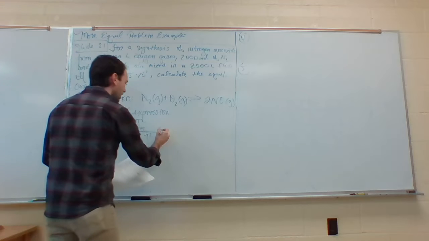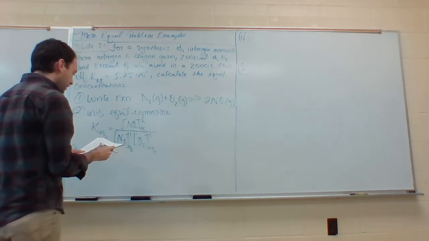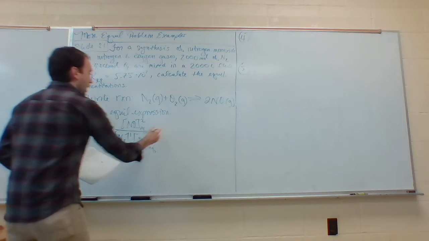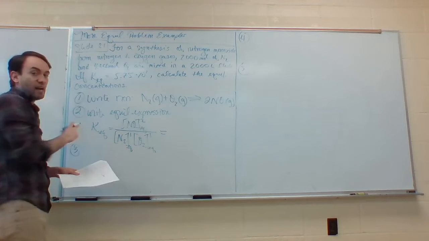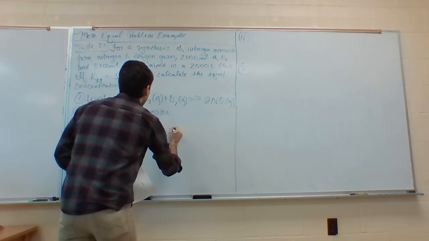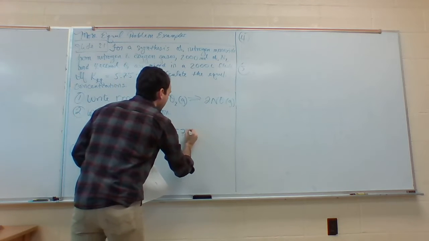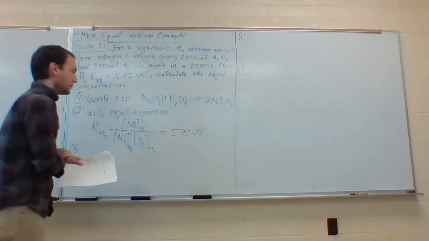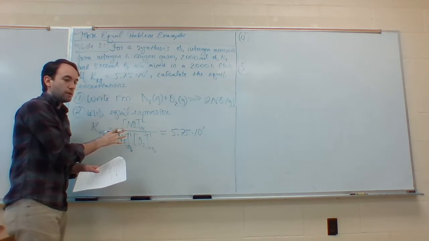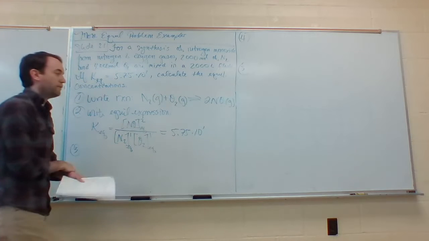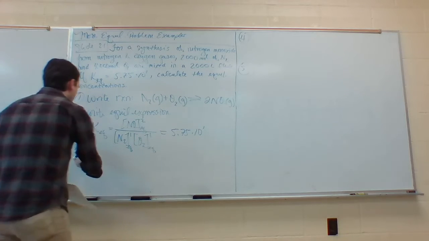All right, now, once we've written that, I do also want to point out that we've got the value of our equilibrium constant from the problem statement, so we can easily write that down here as 5.75 times 10 to the first. Okay, so whatever concentrations we have at equilibrium, those are going to give us 5.75.